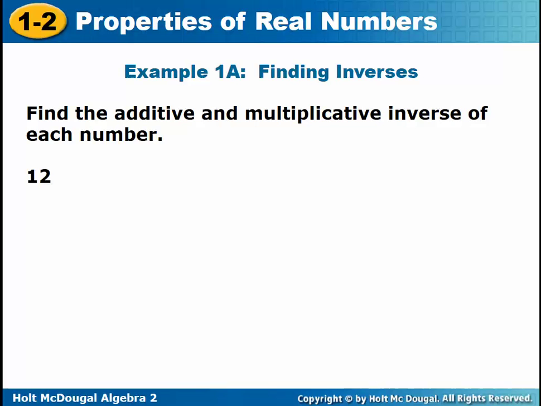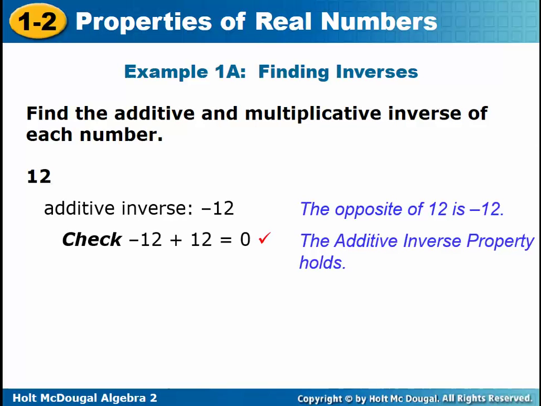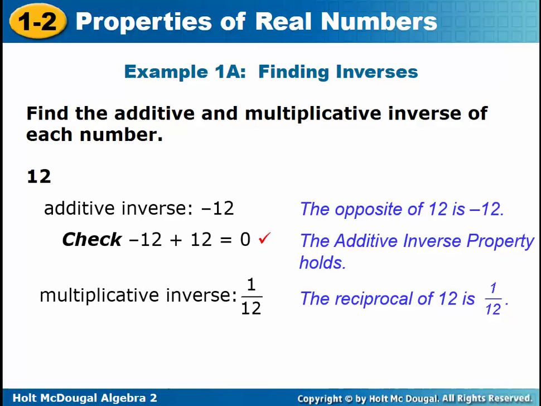Here are some example problems to find the additive and multiplicative inverse of each number. So if you had the number 12, the opposite of 12 is negative 12, so that's the additive inverse, negative 12. For the multiplicative inverse, you would take the reciprocal, which is 1 over 12, and you can check it by taking 12 times 1 over 12, and you do indeed get 1.